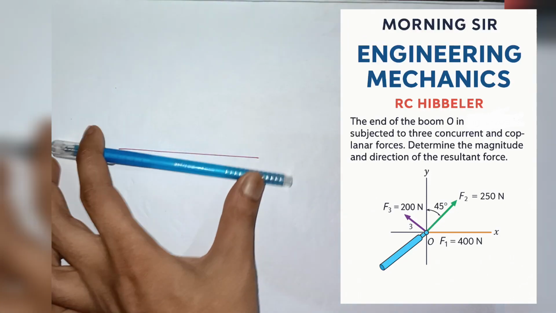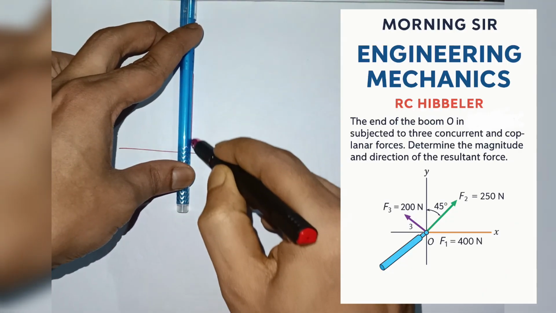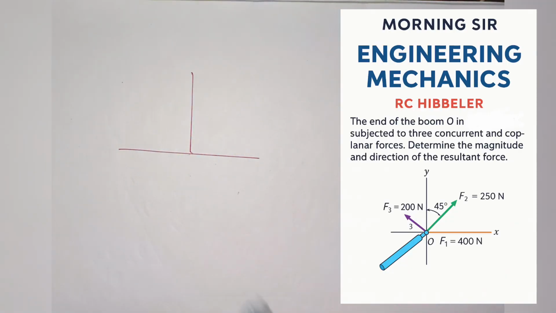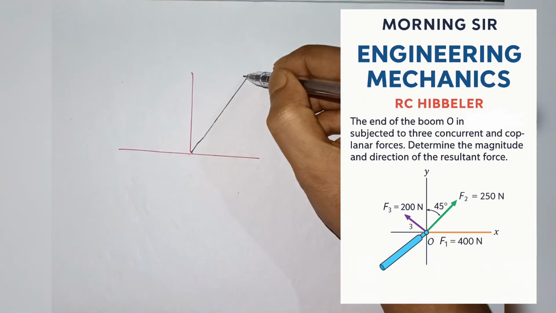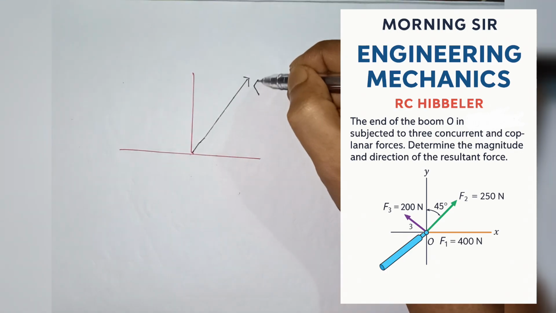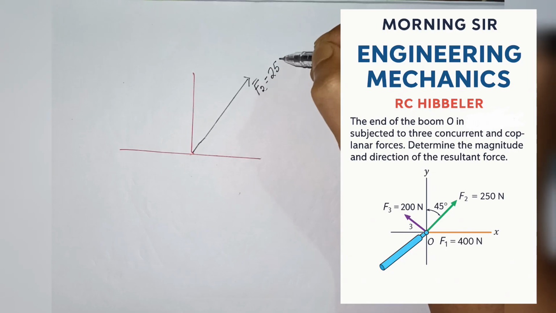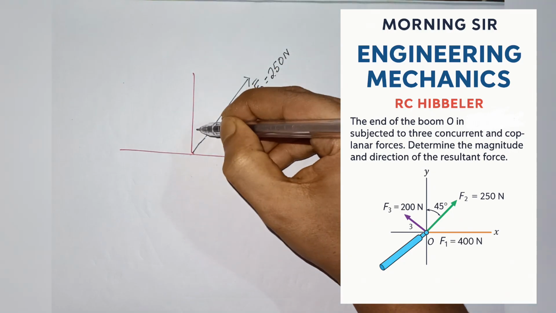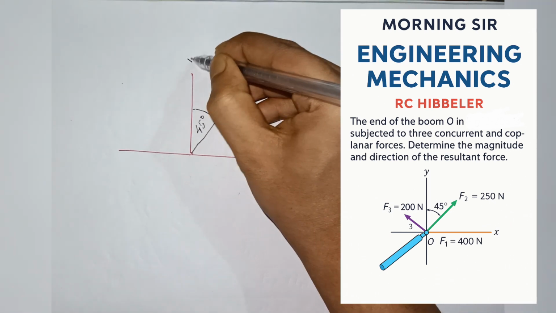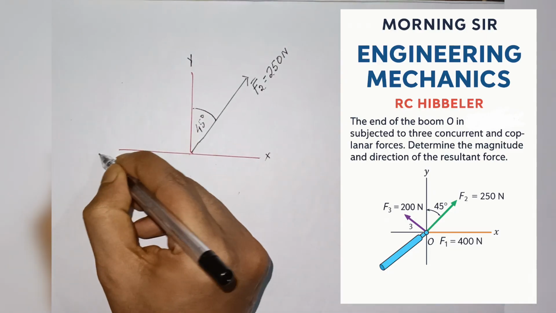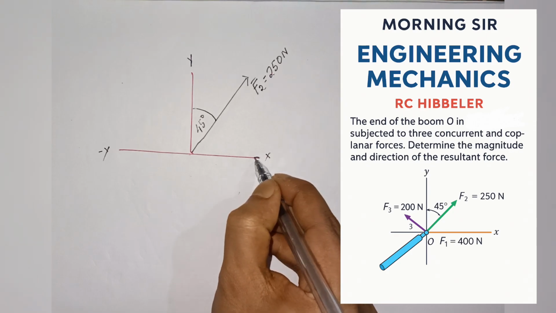Alright, folks, the question just dropped. It's about three forces: F1, F2, and F3. F2 is 250 Newton at a 45-degree angle with the y-axis. F1 is a straight force along the negative x-axis with a solid 400 Newton.